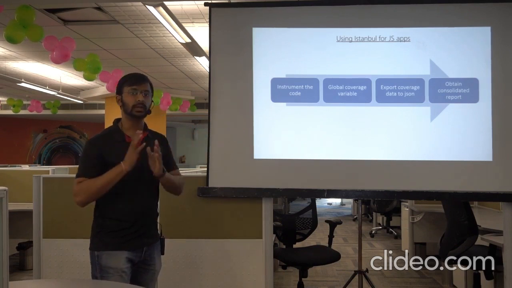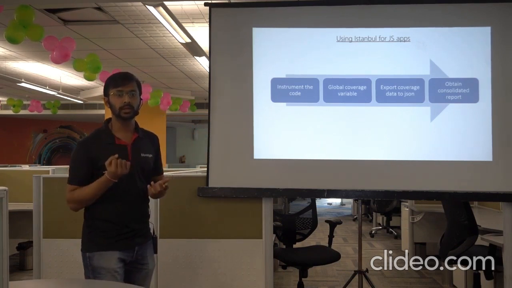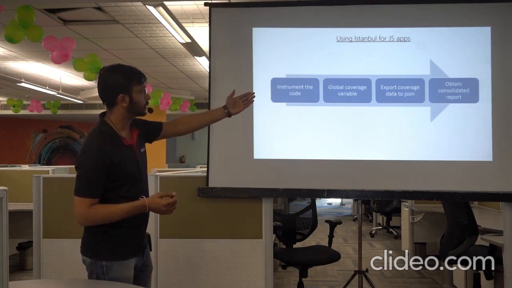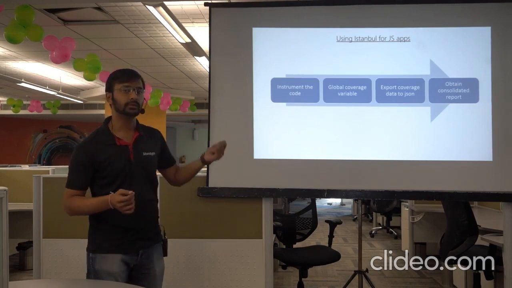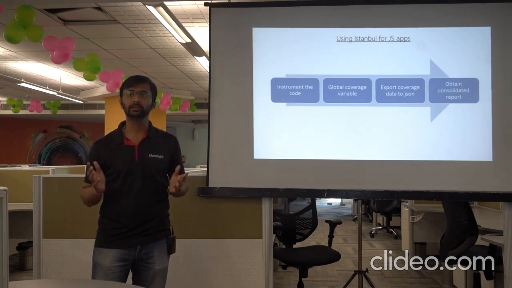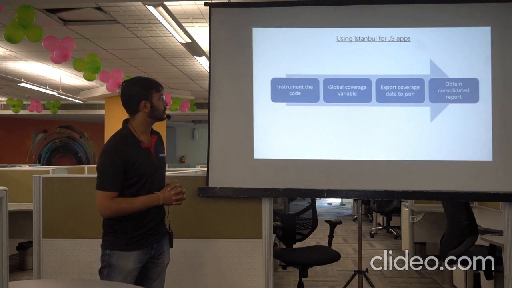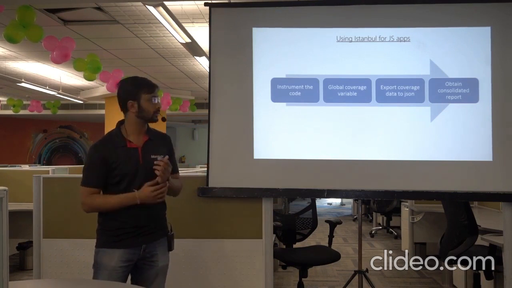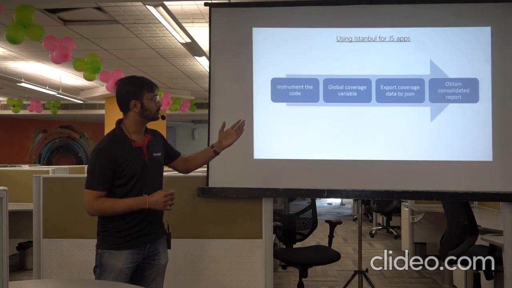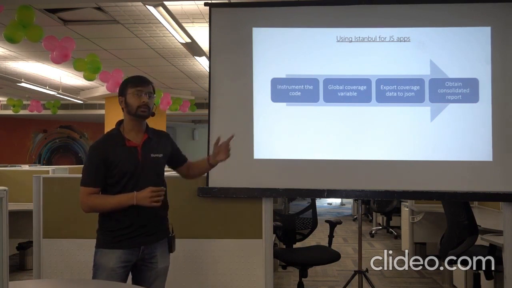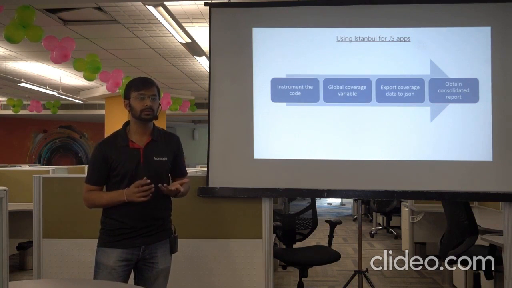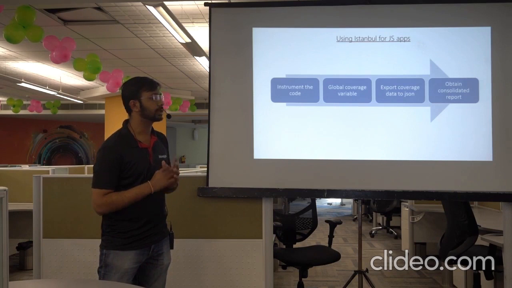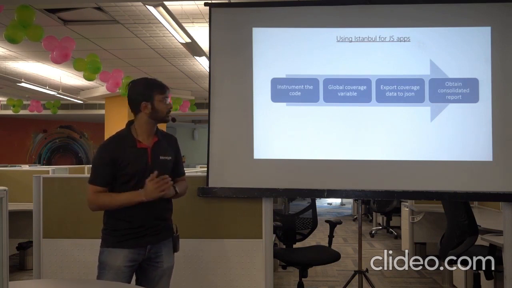And after you have executed your test, obviously you want to obtain the data from that coverage variable. So you export that coverage data in the form of JSON and keep it in one or multiple files. Those JSON files are nothing but the entire code coverage statistics. And then finally, a command will run on that and you will obtain a consolidated report in the form of HTML or something like that, where you have the aggregated report for each of the files.